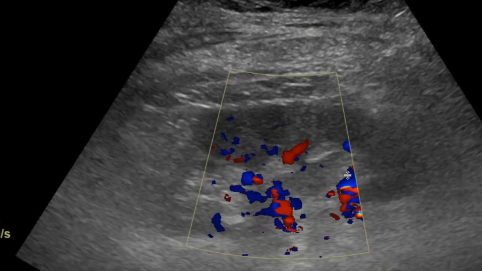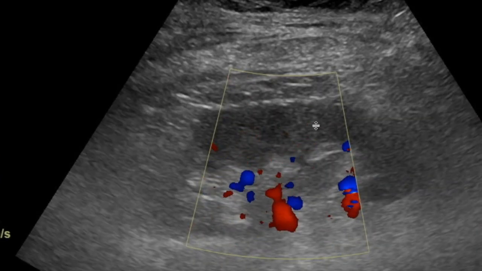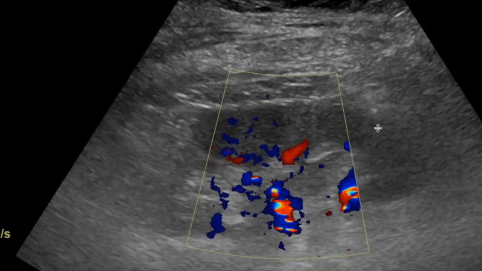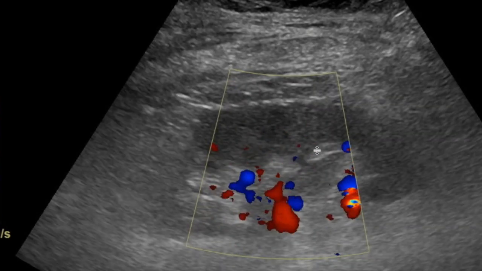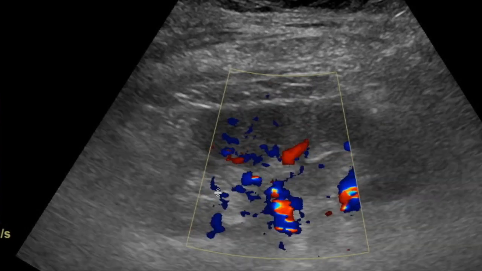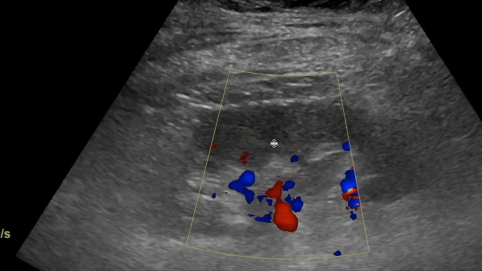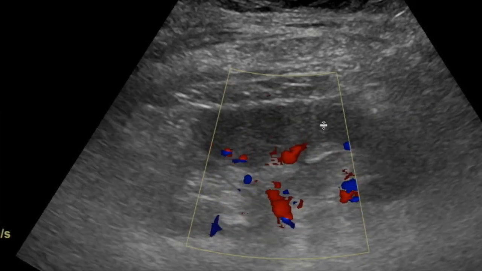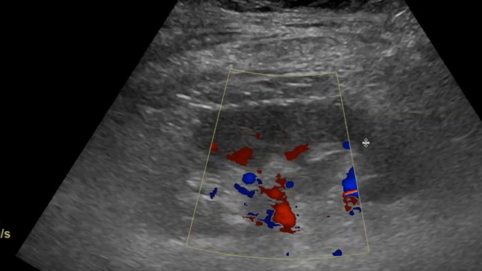Here's a colored Doppler ultrasound superimposed on a grayscale image of a patient who had just recently had a kidney transplant and was having low urine output. You can see centrally, here's the hilum of the kidney transplant, that there's arterial flow going in, there's some venous drainage coming out, but there's not a lot of perfusion that we see within the cortex of the kidney.